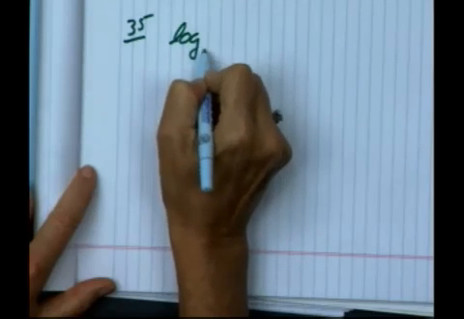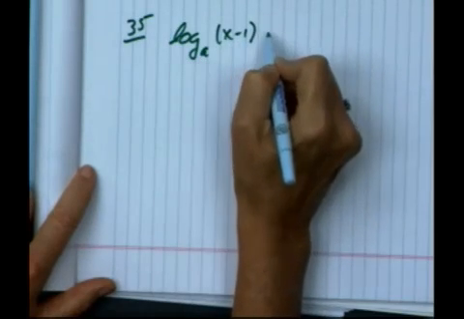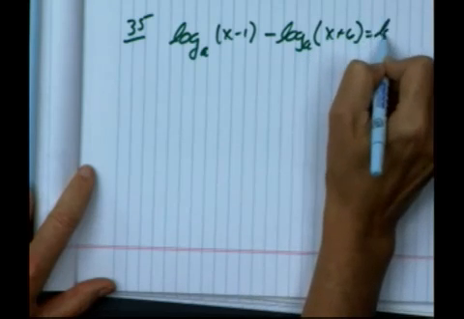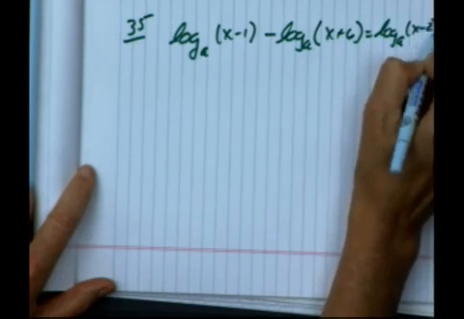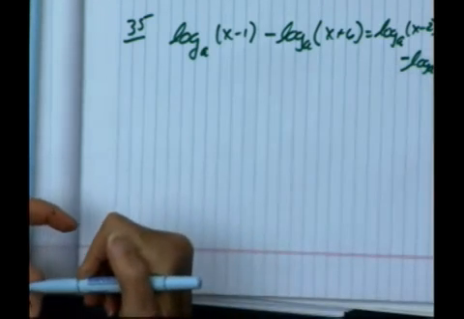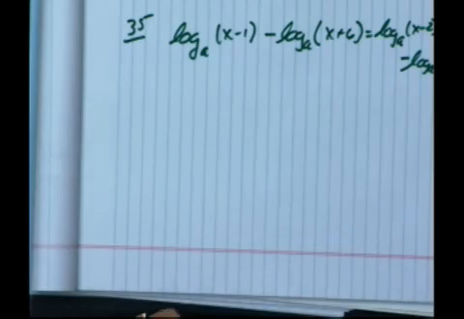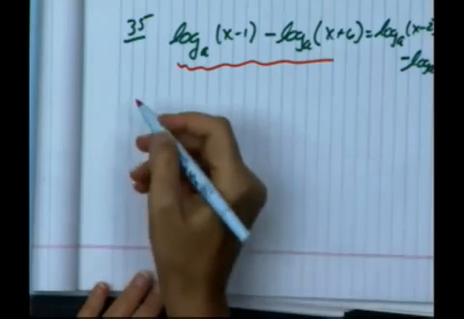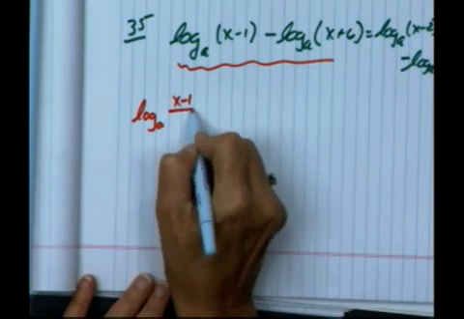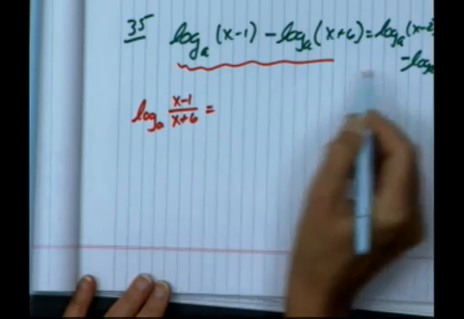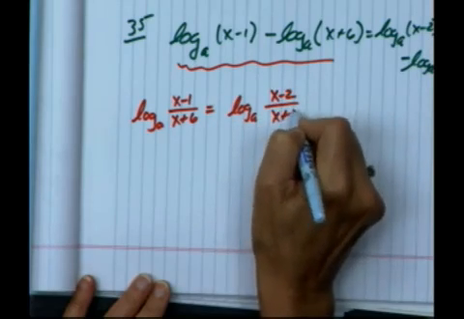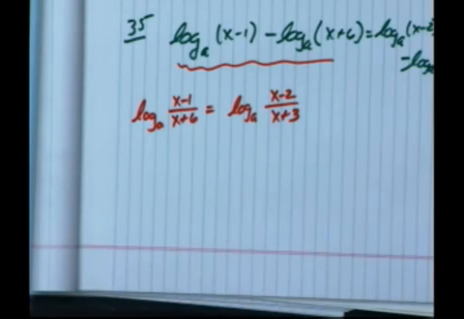35. You have log to the base a of x minus 1, minus log to the base a of x plus 6, equals log to the base a of x minus 2, minus log to the base a of x plus 3. All right, you got logs all over the place. Do you know how to simplify the left side? How would you rewrite that? Log a of x minus 1 divided by x plus 6. And then simplifying the right side, you have log to the base a of x minus 2 over x plus 3. What's your next step?